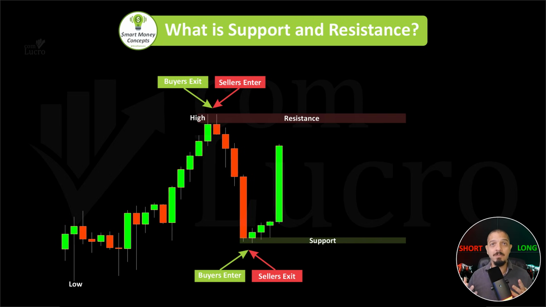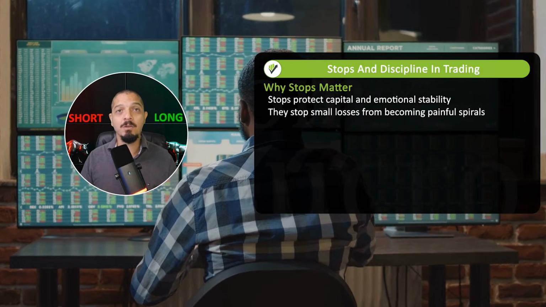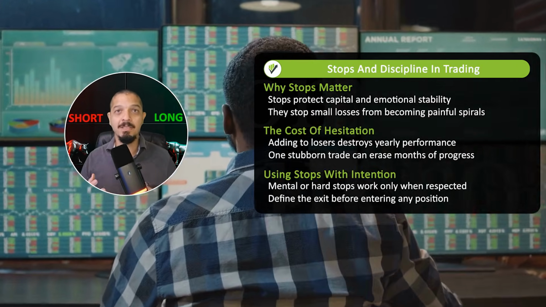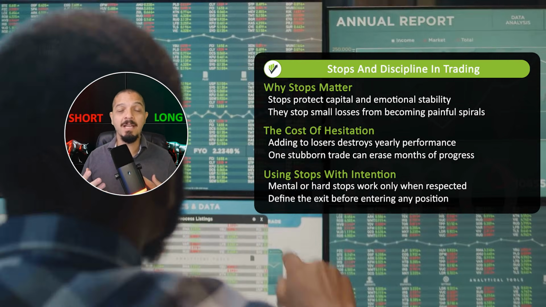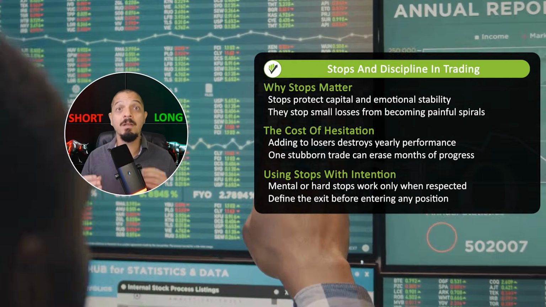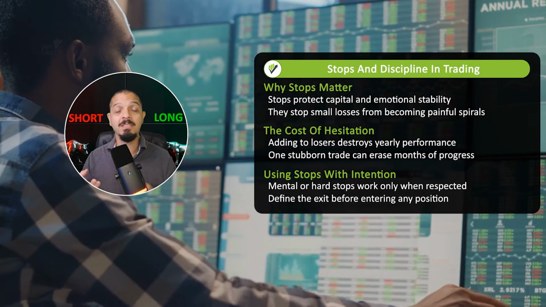Similarly, when the price pushes down, hits a particular area, and reverses, it creates a support zone. This indicates sellers closing their short positions and buyers opening long positions, which causes the price to reverse from this area. Once we understand the classical concept of support and resistance, it's crucial to address the role of stops, not just as a protective measure, but as a cornerstone of emotional control and trading discipline.